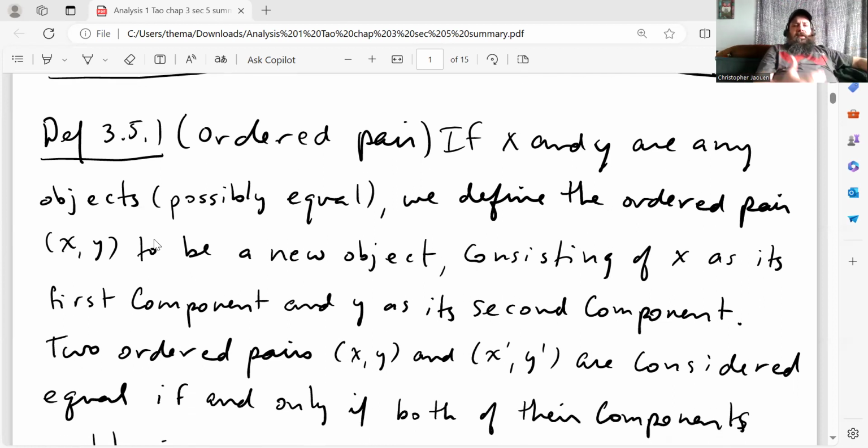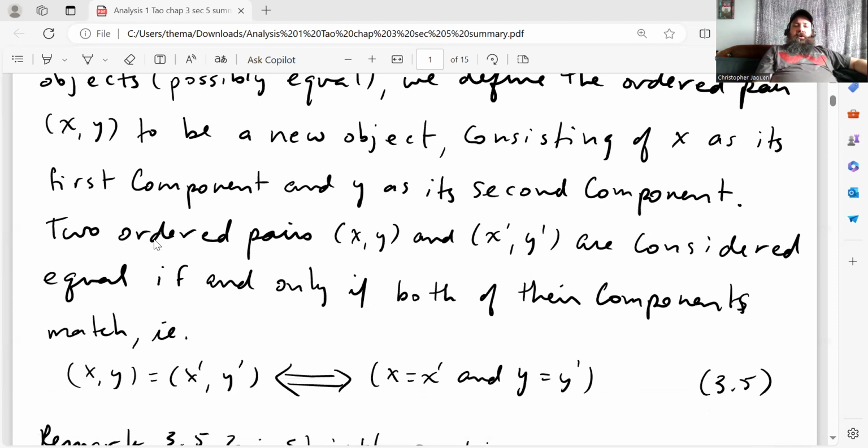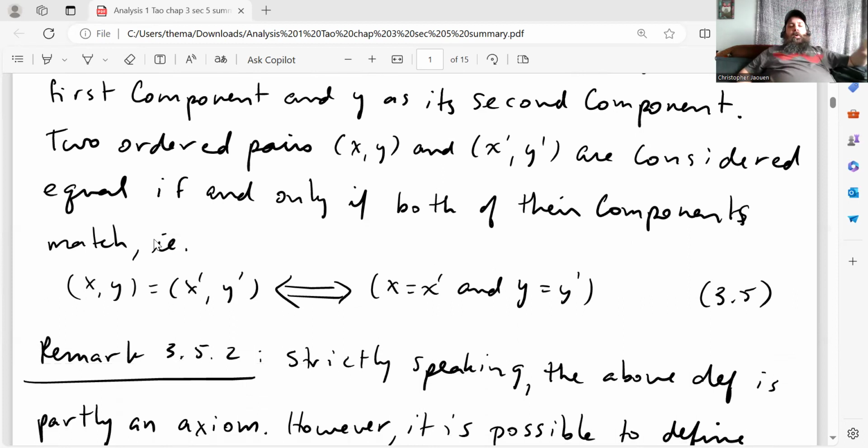So this is definition 3.5.1, the definition of what we mean by an ordered pair. If x and y are any objects, they could possibly be equal. We define the ordered pair (x, y) to be the new object consisting of x as its first component and y as its second component. Two ordered pairs, (x, y) and (x', y'), are considered equal if and only if both of their components match. Or in other words, (x, y) equals (x', y') if and only if x equals x' and y equals y'. He labels this as 3.5, which I'm sure he's doing so that he can refer back to it in the exercise set when we get around to it.